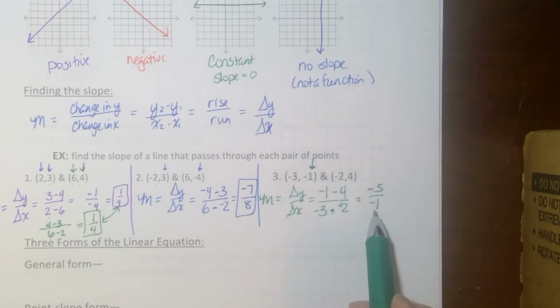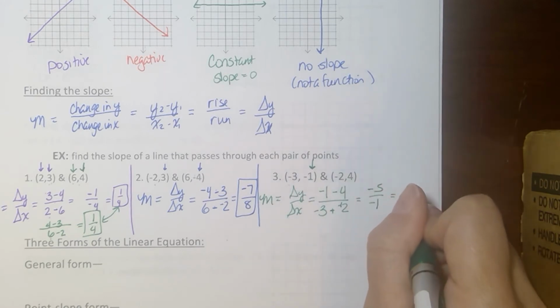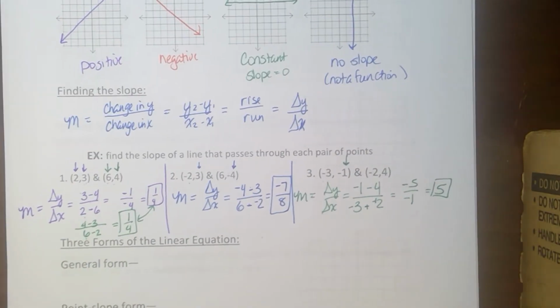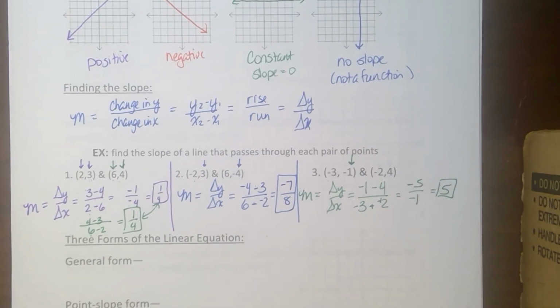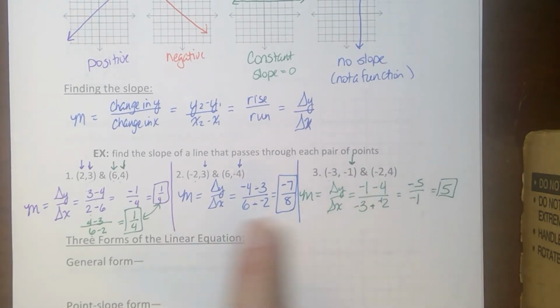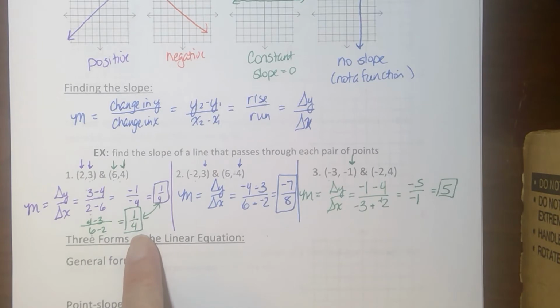A negative divided by a negative is positive. And anything with a denominator of 1 is an integer. So my slope is a positive 5. That's going to be a very steep positive slope. Number 1 is still a positive slope, but it's not very steep. It's fairly flat. Number 2 is a negative slope.